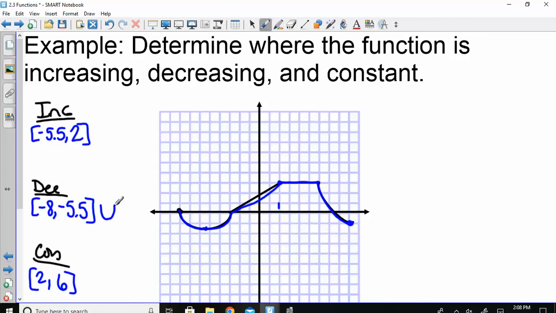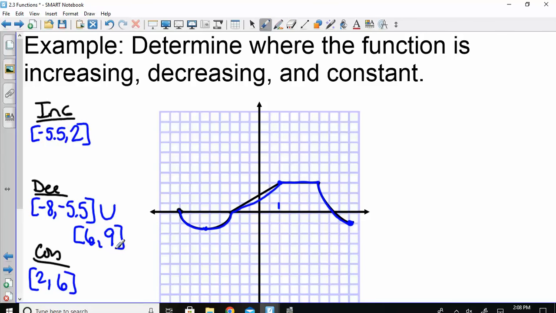We already have a decreasing. If you have another one, you just put the U, the union. So that's from 6 to 9. Technically, with increasing, decreasing, constant, it does not matter if you use parentheses or brackets in interval notation. So just be aware those might be interchanged, and that's okay.